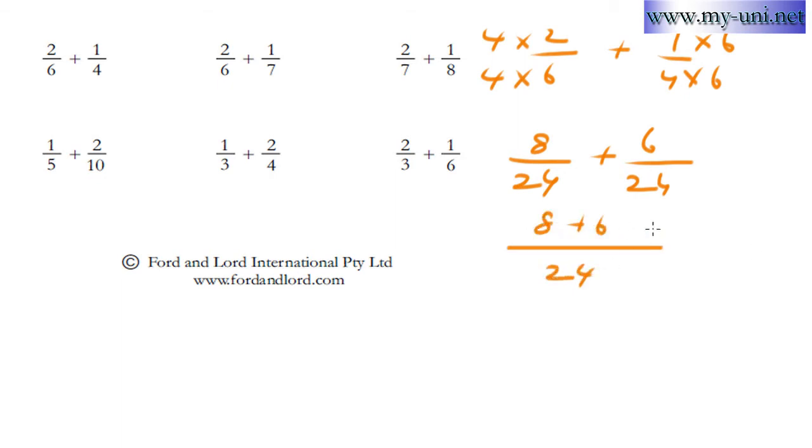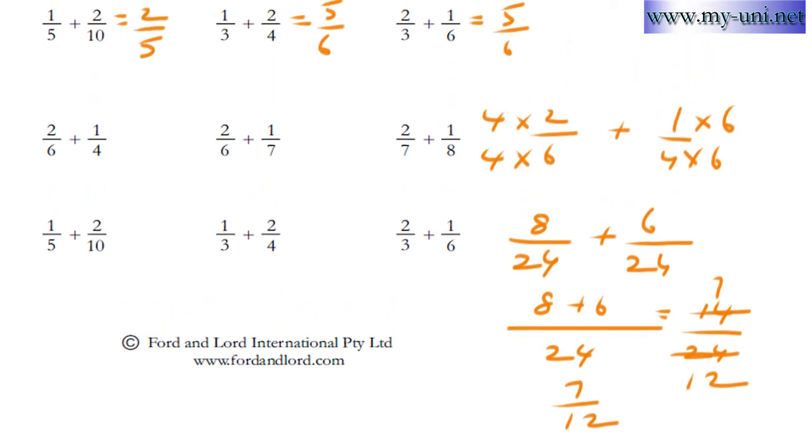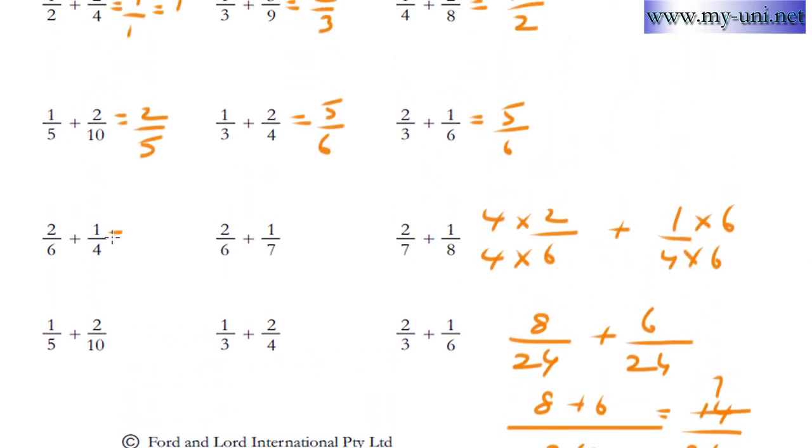8 plus 6 is 14 over 24. 2 times 7 is 14 and 2 times 12 is 24. So 7 over 12 is the sum of these two fractions. 7 over 12.